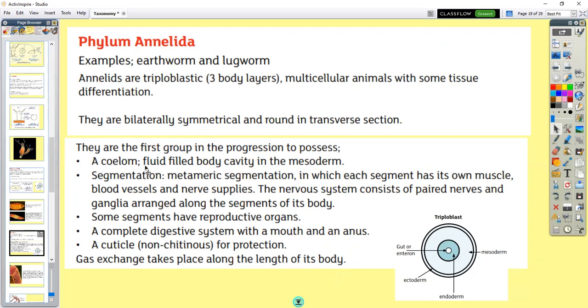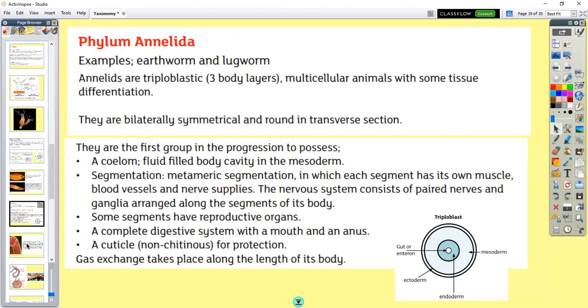So they have that coelom, or that fluid-filled cavity inside the mesoderm. They show segmentation, as we'll see in a moment, and that allows them to have muscle, blood vessels, nerve supplies, as you can see there. They have a mouth and an anus, okay, so entering and leaving at different ends. So that's different from the platyhelminths and the Cnidaria, and gas exchange can take place along the whole body.